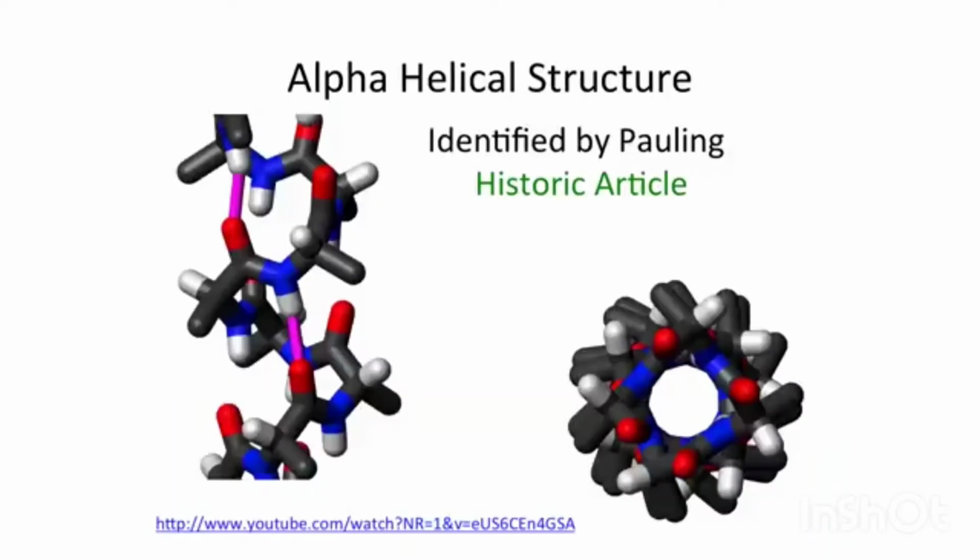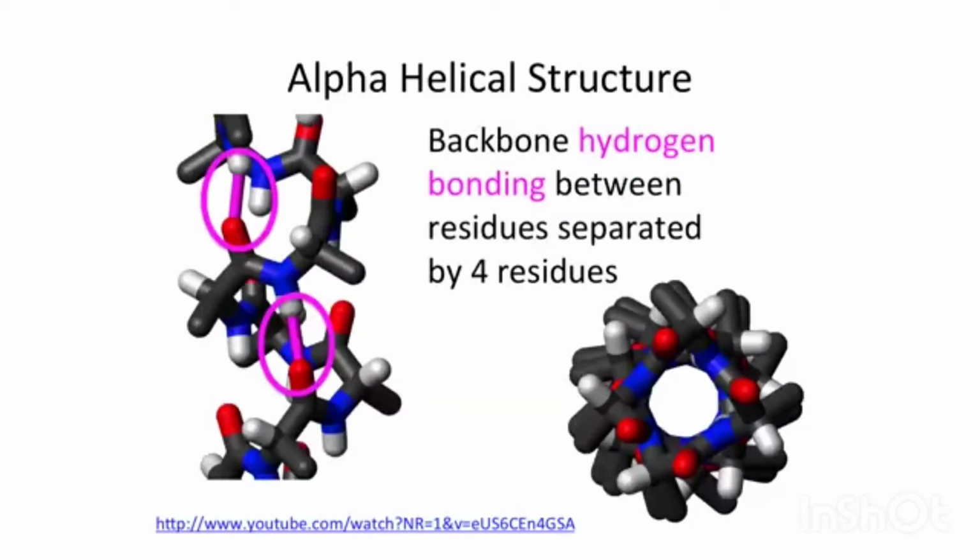And so here is the alpha helical structure that was identified by Pauling. You have a historic article, and there's a YouTube that will be available in your resources. And you can see both a side view and a down the helix view of this structure. Notice that this structure is stabilized by hydrogen bonding, and the hydrogen bonds are circled and highlighted here. And those hydrogen bonds are between residues that are separated by 4 amino acids.